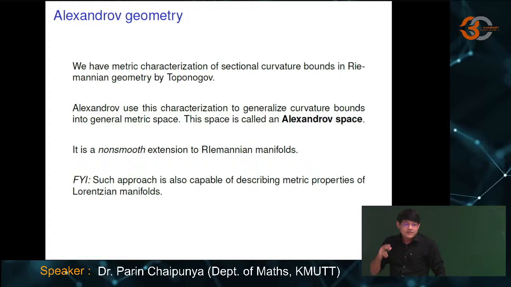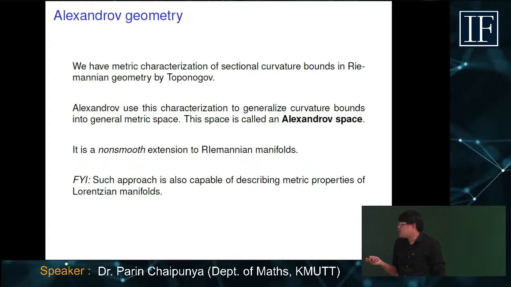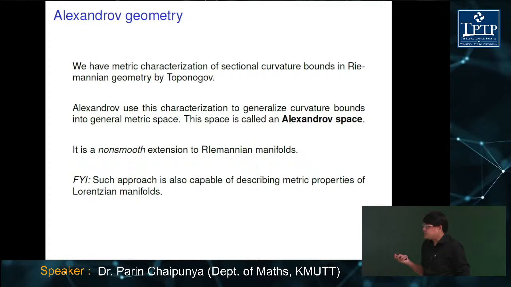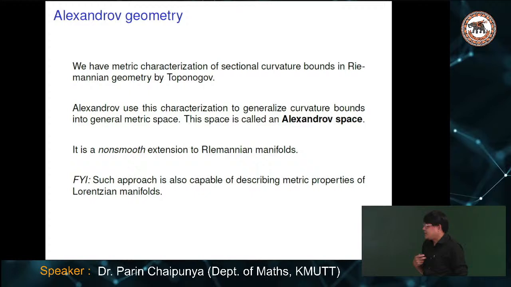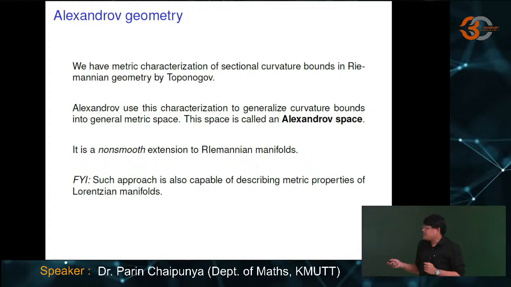And normally to define the sectional curvature, you need to use the differential structure. Okay, so when you generalize this kind of sectional curvature to general metric space, we call that metric space with the curvature condition, Alexandrov space. And therefore we can see Alexandrov space as a non-smooth extension of a Riemannian manifold. But actually, when we consider Alexandrov space, we don't talk about the dimension.